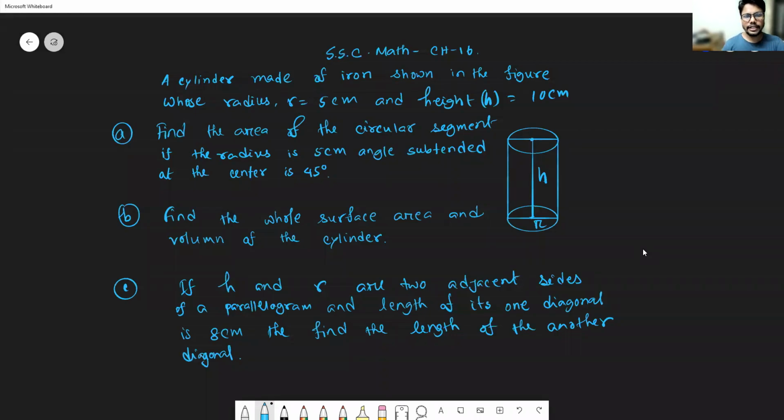So first step, we have to know what our requirement is here. The first requirement: find the area of a circular segment. That means a circular portion, a part of the circle. If its radius is 5 centimeter and the angle subtended at the center is 45 degree.